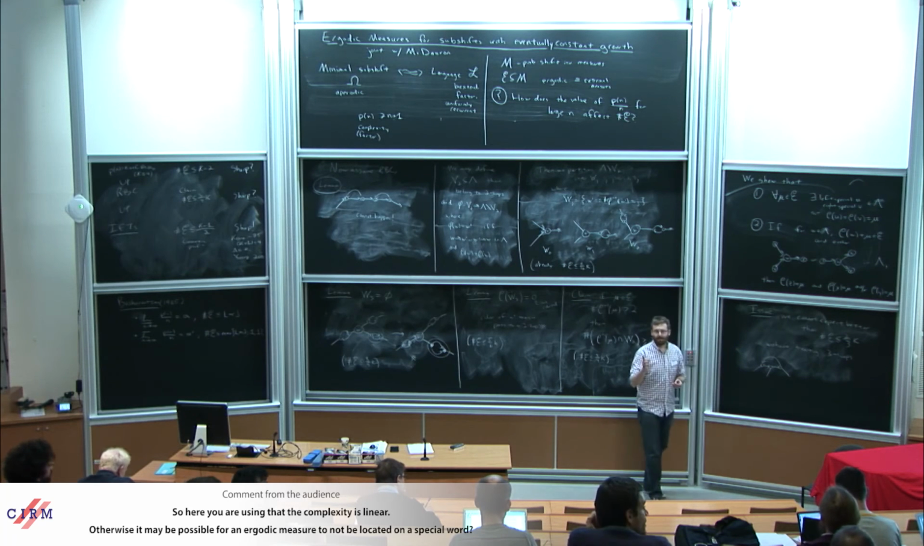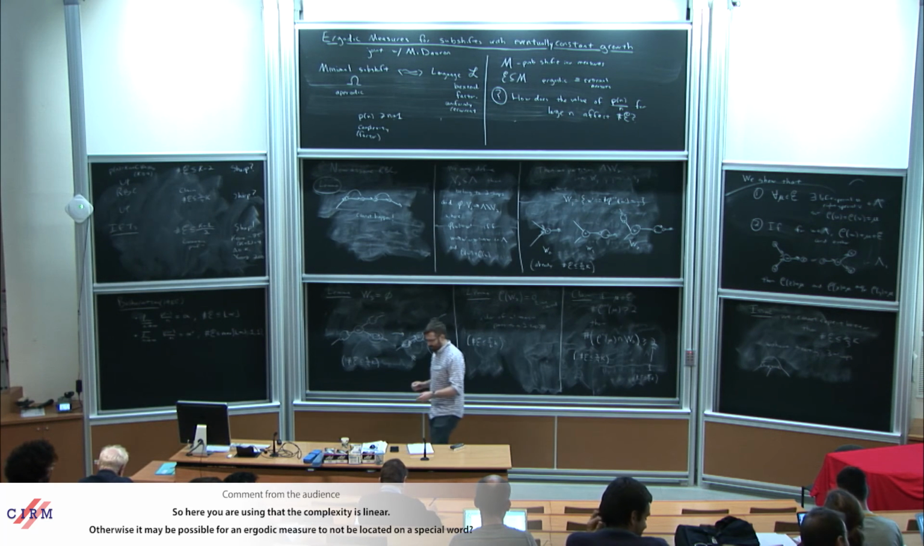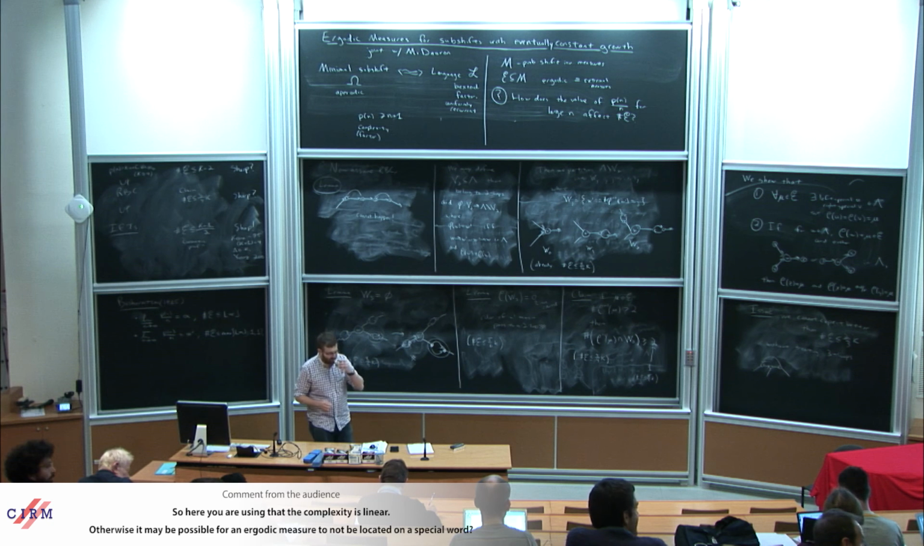Here you need that the complexity is linear. Because you might have very long paths between two spatial that you forgot and that may somehow carry some ergodic measure without being located to spatial, no?